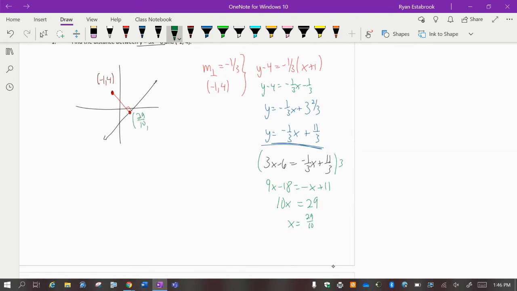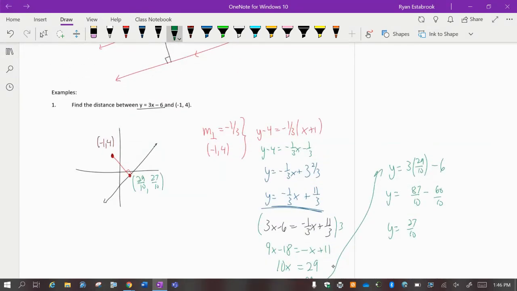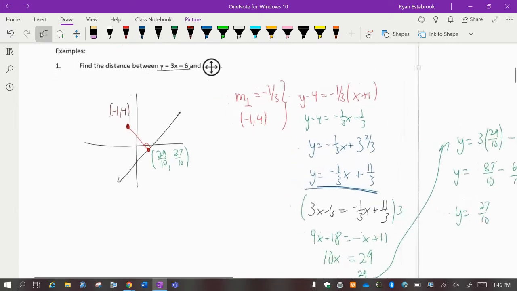To get the y value, we can plug it into either of those equations. I'm going to choose this one. So y equals 3x, the x value that we just found, minus 6. So y equals 87/10 minus 6, which would be 60/10. If we subtract those, we get 27/10. This point is 29/10, 27/10.